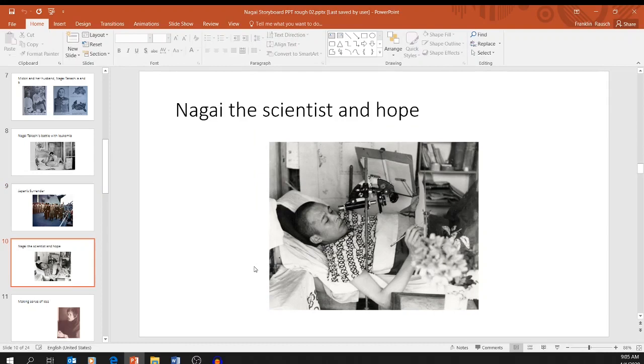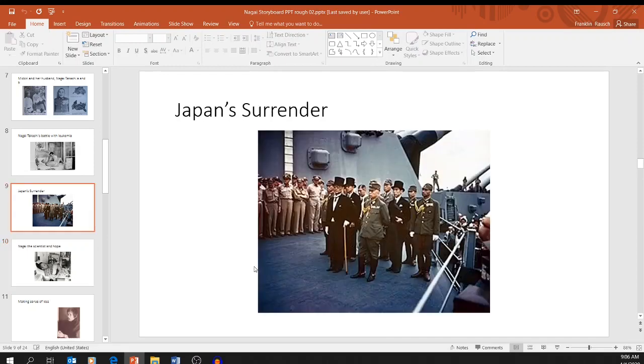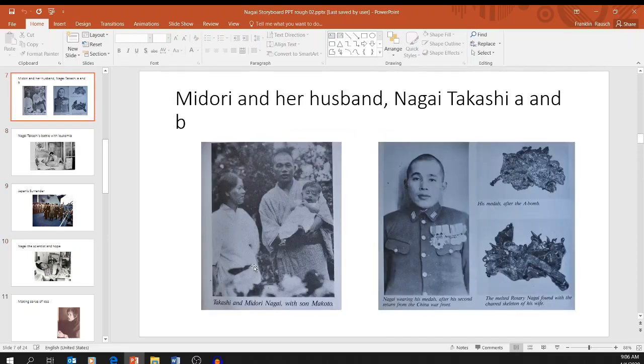And then I just talk about how he used science; he was a scientist. Like I said, he's a radiologist, so he studied the effects of radioactivity in the area. And I just want to highlight, notice how the images are all connected with the main point, right? I'm trying to emphasize here Nagai and his relationship with Midori. So I included a picture of him with her and his son, their son.